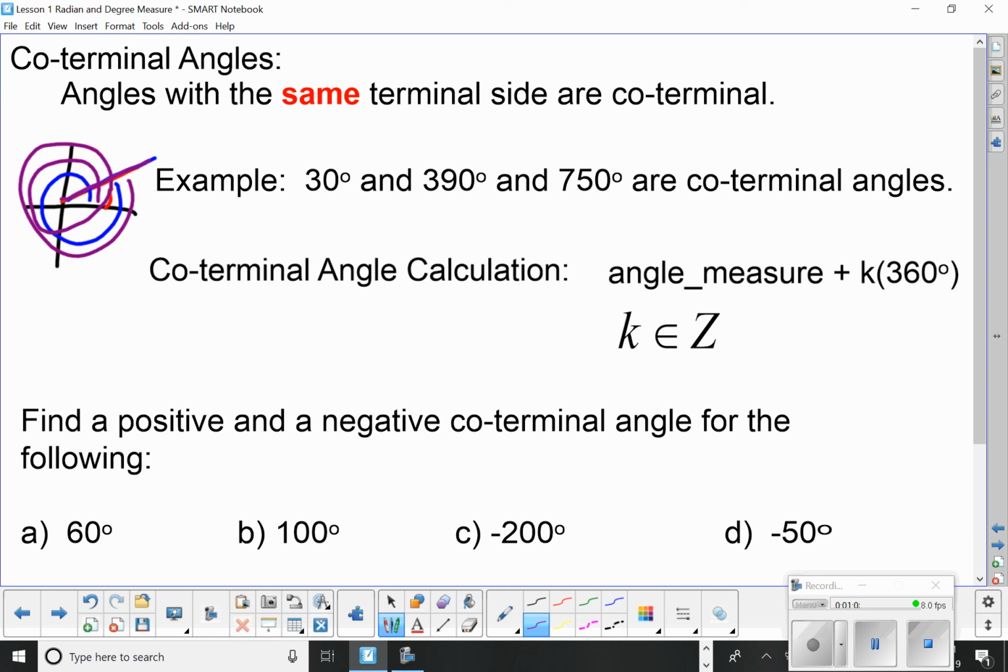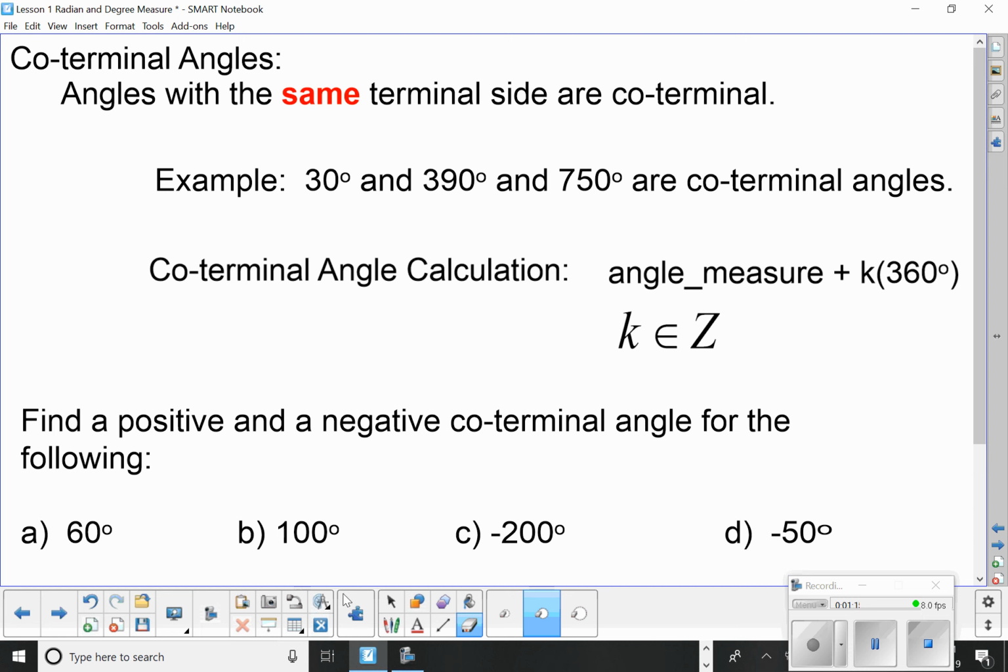So coterminal angles, they're all starting at the same place, but they're also ending at the same place. The fact they're ending at the same place means they are coterminal, terminating in the same location. Now, sometimes you're asked for a positive coterminal or a negative coterminal. Other times you're asked for all the possible coterminals.